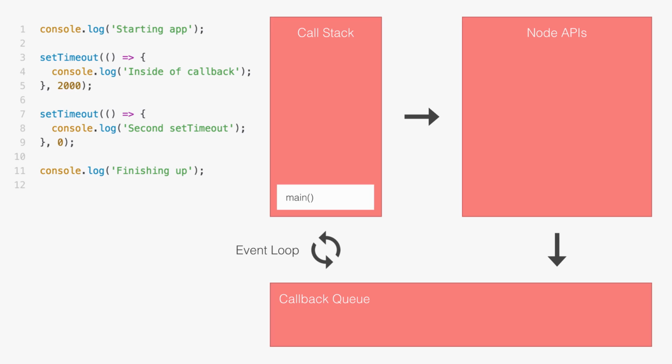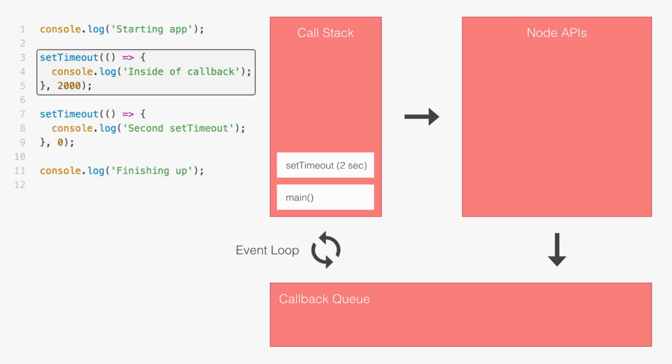This tells V8 to kick off the code over here on the left. The first statement is really simple, a console.log statement that prints starting app to the screen. That runs right away, and we move on to the second statement. The second statement is where things start to get interesting. This is a call to set timeout, which is indeed a Node API. It's not available inside of V8. It's something that Node gives us access to.